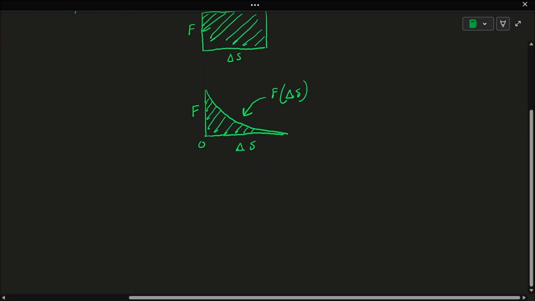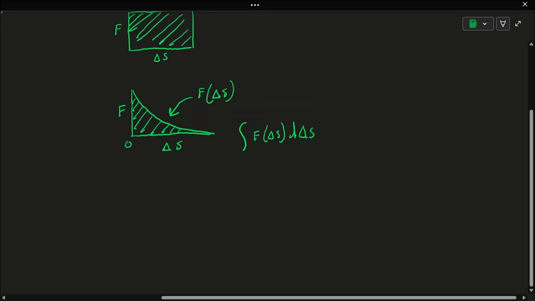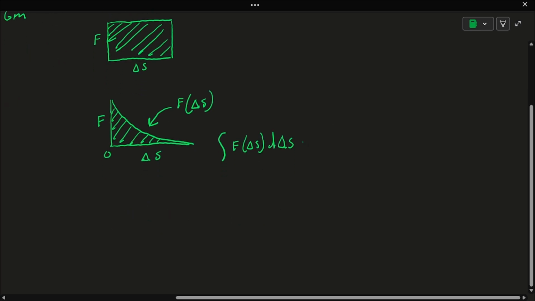And that means to find this area, all we have to do is integrate that. So that area, so the indefinite integral of f delta s with respect to delta s, gives us the area. Now, hang on, we just set up here that that area equals our energy, right? So this equals E. Kind of handy.